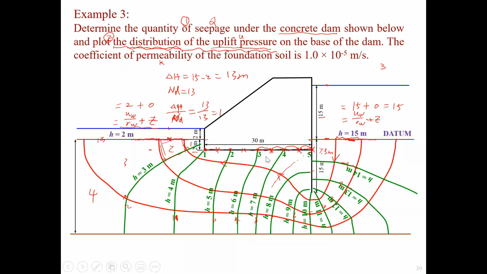The red line in the flownet? This one? Yeah, that one. For this one, you only take the equipotential line. This has no correlation with the flow line right now, because you need to get the water head. So water head only has correlation with the equipotential line, so you only need to read the green line, not the red line.